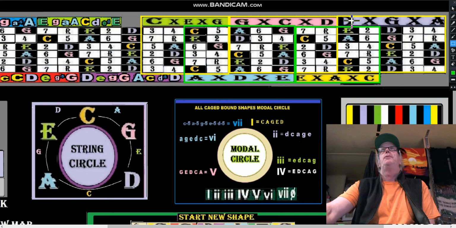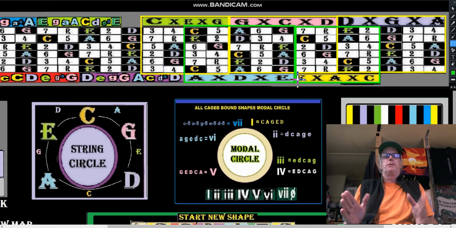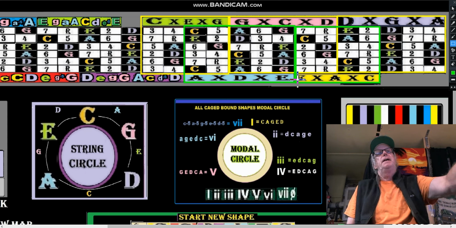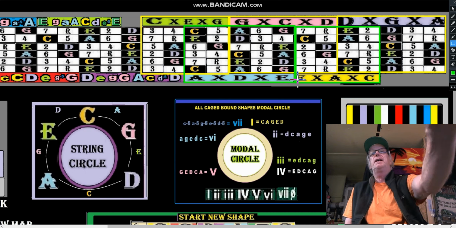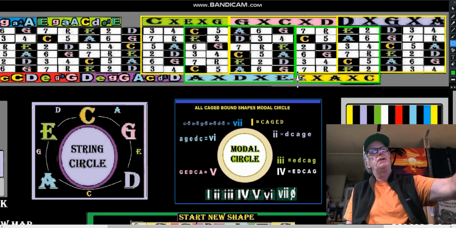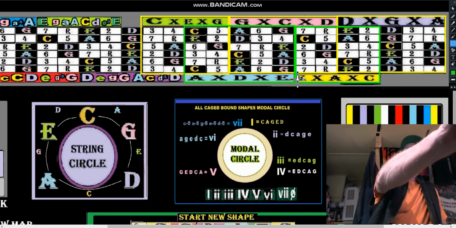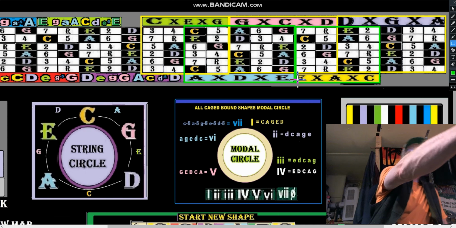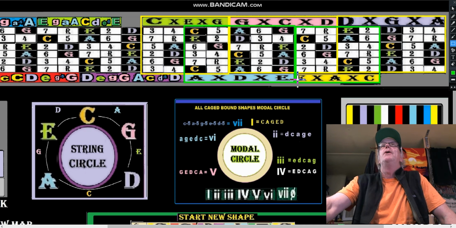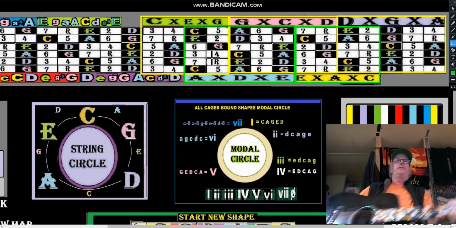Now if we go to the left, it's just an ascending pentatonic scale starting on D, but it just keeps going: D, E, G, A, C, D, E, G, A, C. It's just an ascending pentatonic scale, and CAGE is C-A-G-E-D.